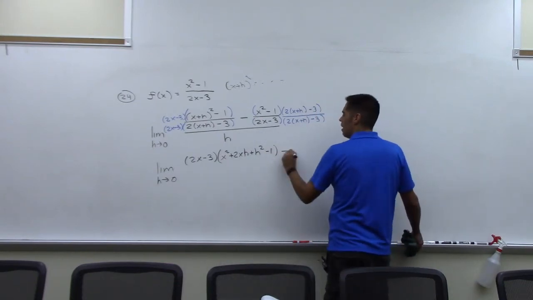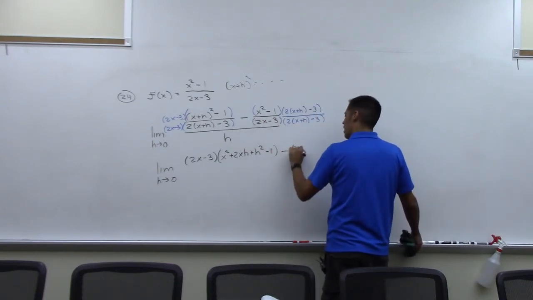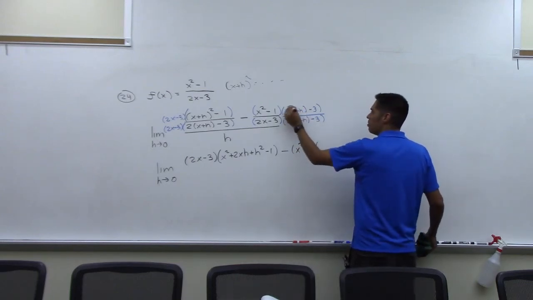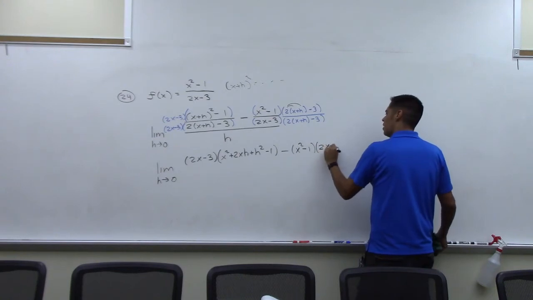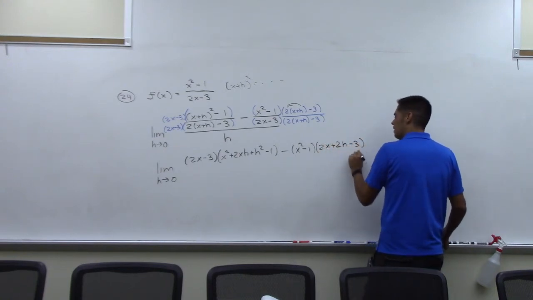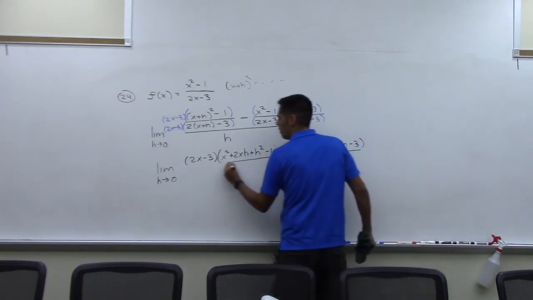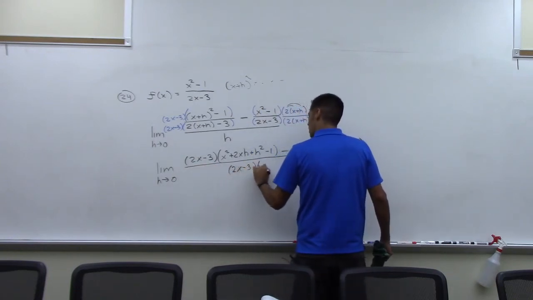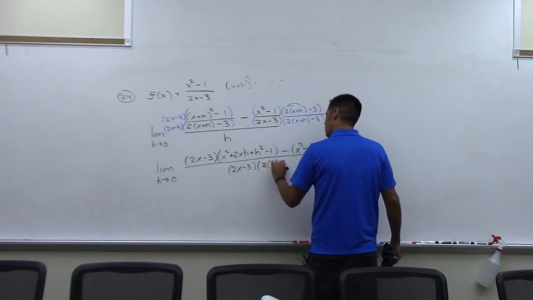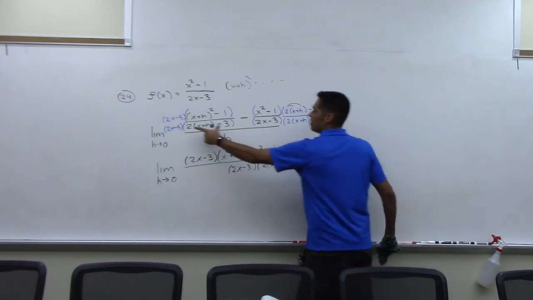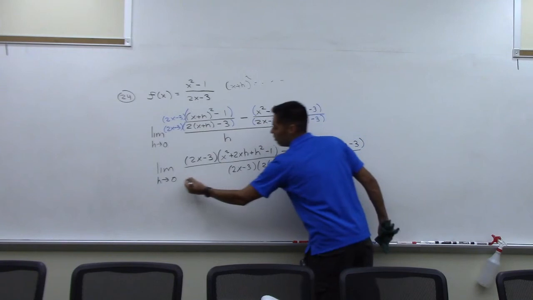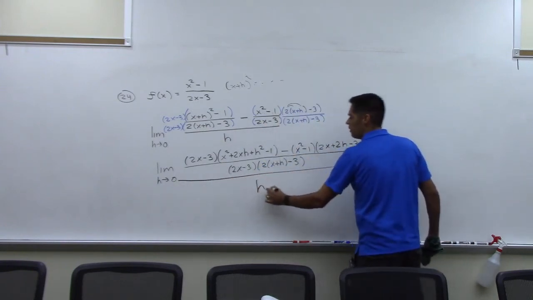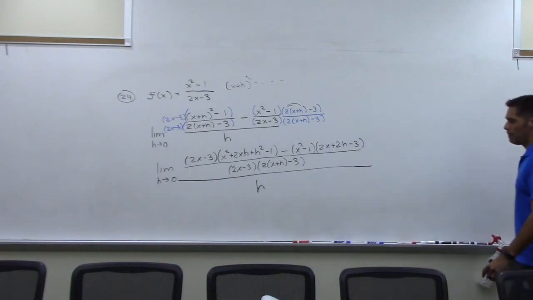And then over here we have minus, because we're putting these two numerators together, x squared minus 1 times this thing, I'm going to distribute the 2 through, 2x plus 2h minus 3. All of this over this really ugly denominator, 2x minus 3 times 2 times x plus h minus 3. That's the common denominator. Then that whole expression, the whole thing over h. Now that looks really bad, huh?